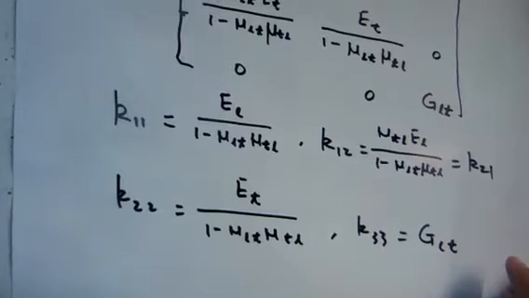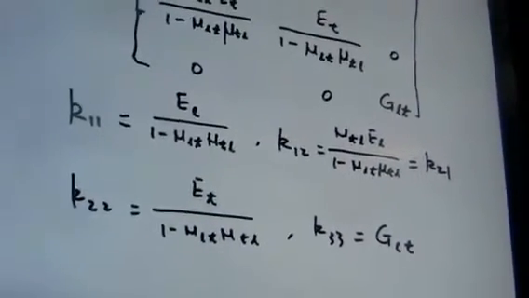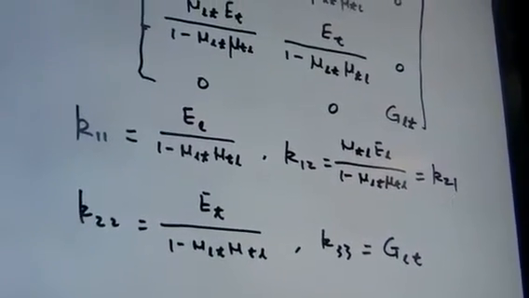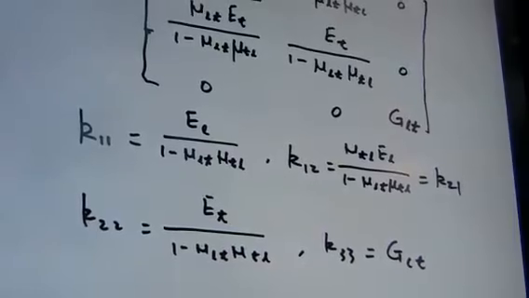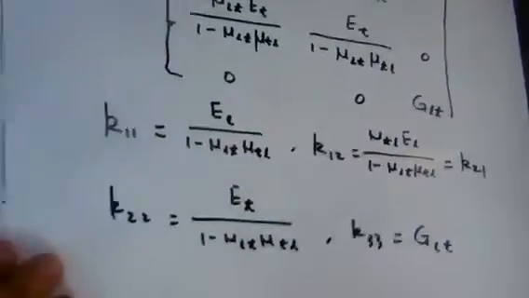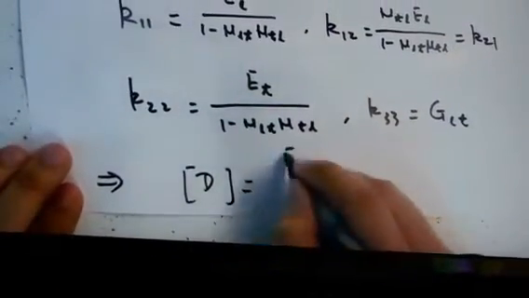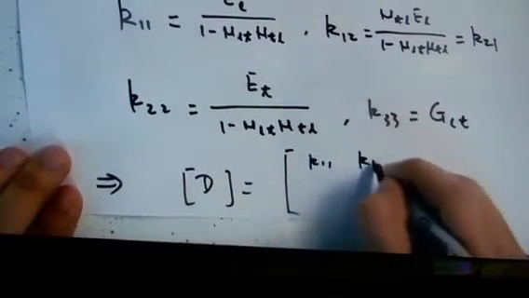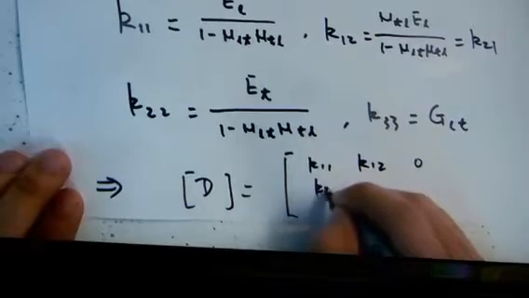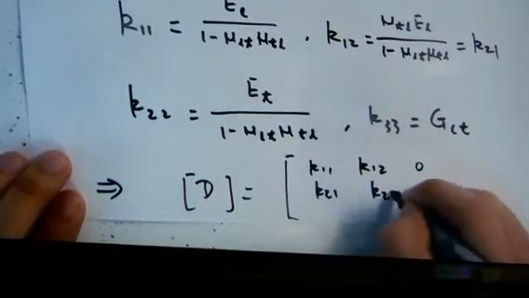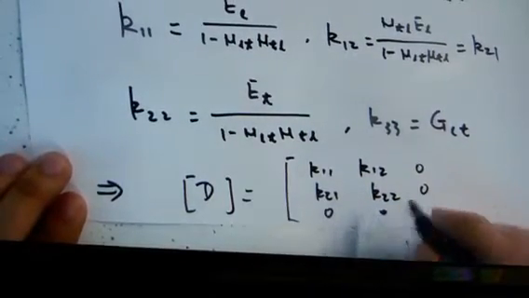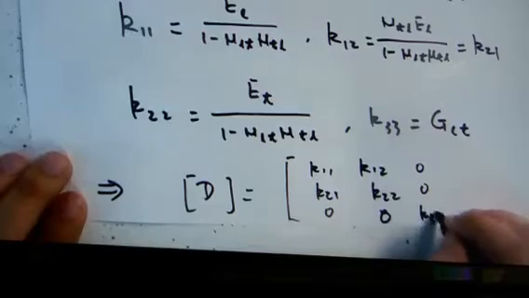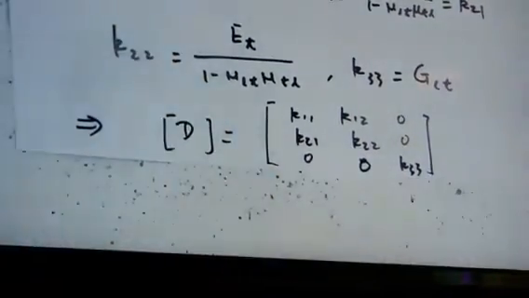In the textbook, they define some notations because they just don't want to put this much notation into that stiffness matrix and the compliance matrix. This way, you can put D equal to K11, K12, 0, K21, K22, 0, 0, 0, K33. So this is the D matrix.